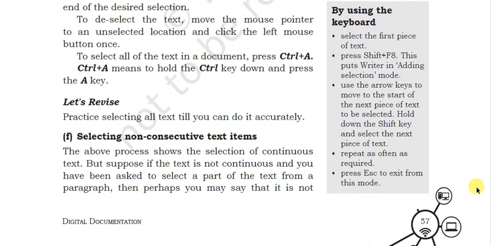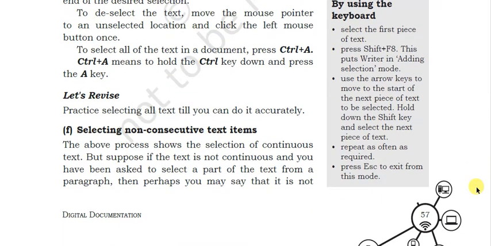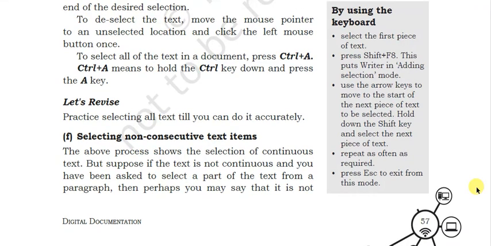Now selecting non-consecutive text items. The above process shows the selection of continuous text, but suppose the text is non-continuous and you have been asked to select a part of the text from a paragraph, then you will try some other options. Okay, before going forward, we can see that using a keyboard we can also select it.